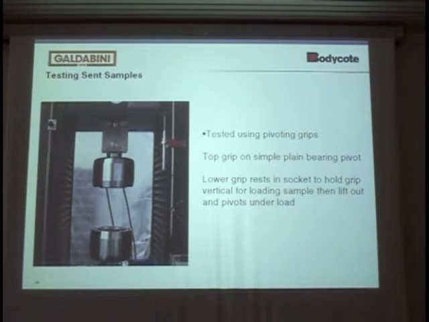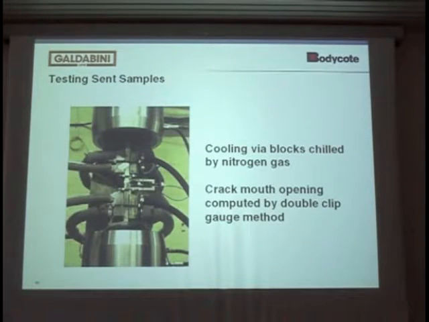This is just an example, a couple of pictures that show the pivoted grip systems that we use currently. The double clip gauge system here, and cooling blocks to actually get the specimen down prior to it being insulated.